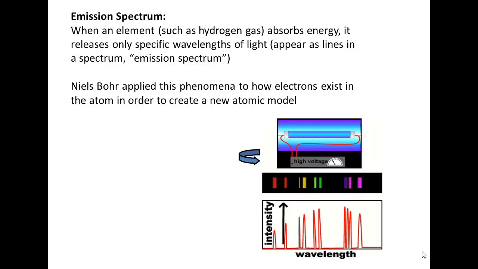So Niels Bohr took this phenomenon and he wanted to use this to help explain how electrons exist in the atom. Now, I don't know about you, but I think this is amazingly clever that he was able to think that these fine lines of wavelength had anything to do with electrons. And in fact, it does.